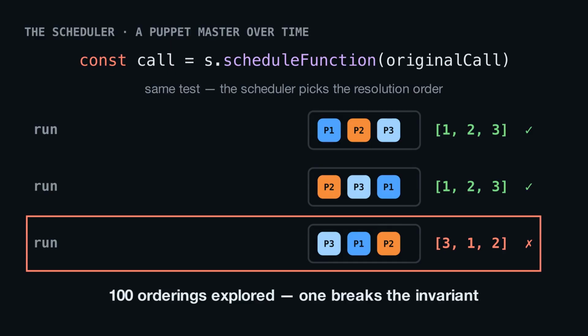You wrap your async function with s.scheduleFunction. Now, when your code calls it, the real call still fires, but the promise it returns is frozen. It will not resolve until the scheduler decides to release it. And because this runs inside a property, fastcheck picks the release order at random, 100 different ways. Suddenly, your test isn't replaying one timeline. It's replaying hundreds, including the nasty ones.